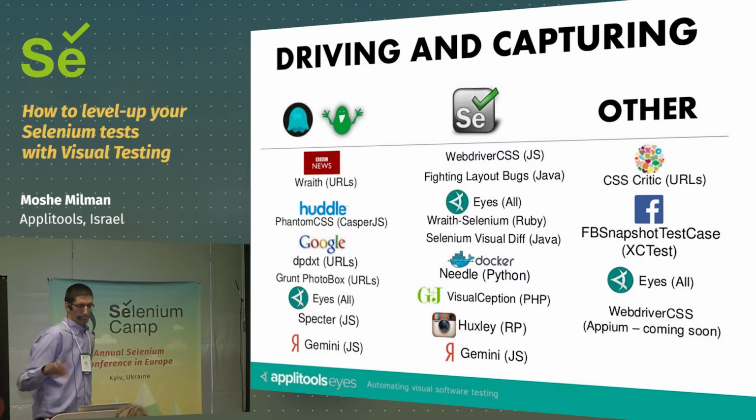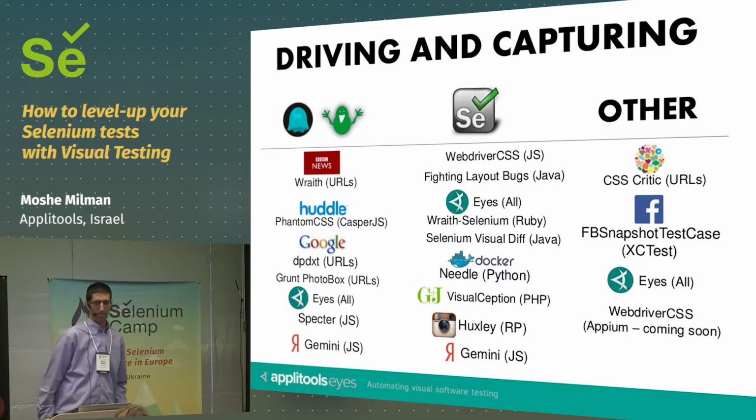The second column is tools built on top of Selenium or on top of some sort of implementation of WebDriver. So you can see some good examples here. WebDriver CSS, the one I just showed you, is built on top of Selenium. There are a bunch of other tools that are available here. And these tools are opening real browsers. So they're built to test web applications using Selenium.